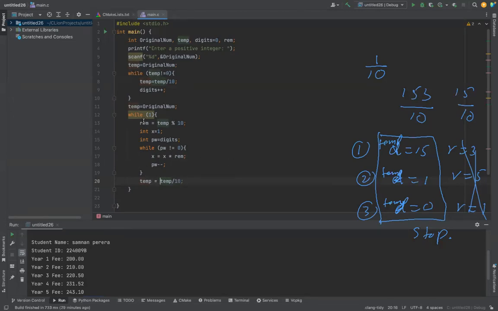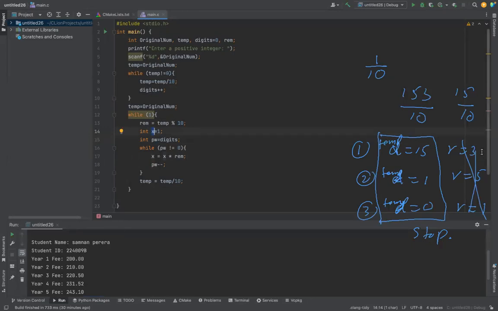Then you come here, remainder is equal to 15 divided by 10. The remainder is now 5. Then again, what we have to do? x is again 5, you have 5 to the power 5 to the power 5. Then what happened? Initially 3 to the power 3 to the power 3 will be lost.